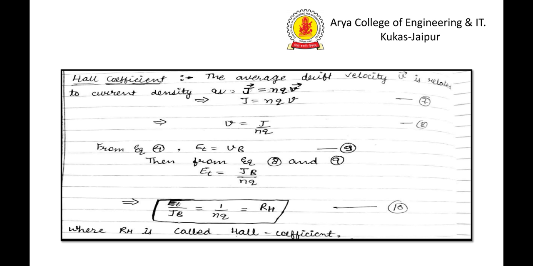From equation 4, we can write the modulus of E_T is equal to vB. Now from equation 8 and 9, we can write E_T is equal to JB upon nq. This implies E_T upon JB is equal to 1 upon nq is equal to R_H, where R_H is called Hall coefficient.